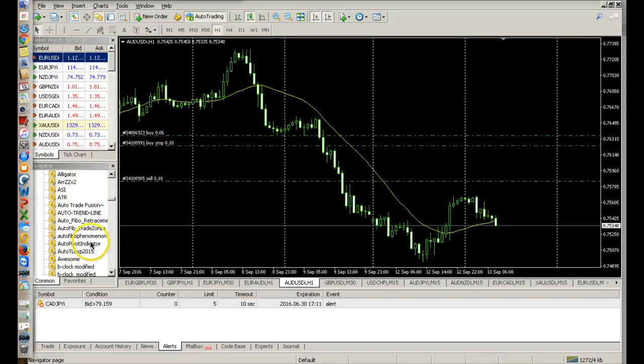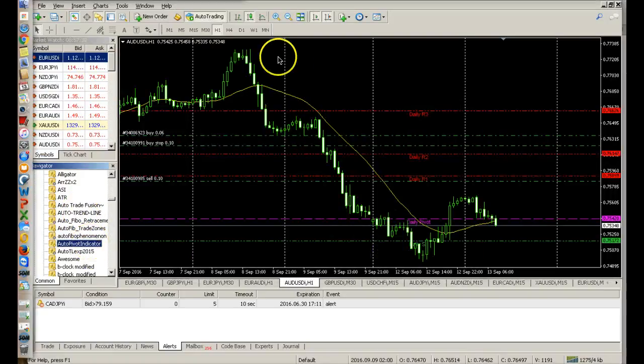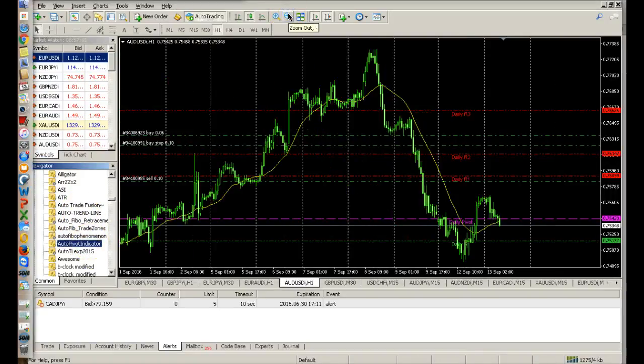Auto trend line, so auto pivot. So you can easily find these pivots. This is an easy sell. I'm gonna put it in the group. I wonder if I should put it in the group. This is such an easy sell.